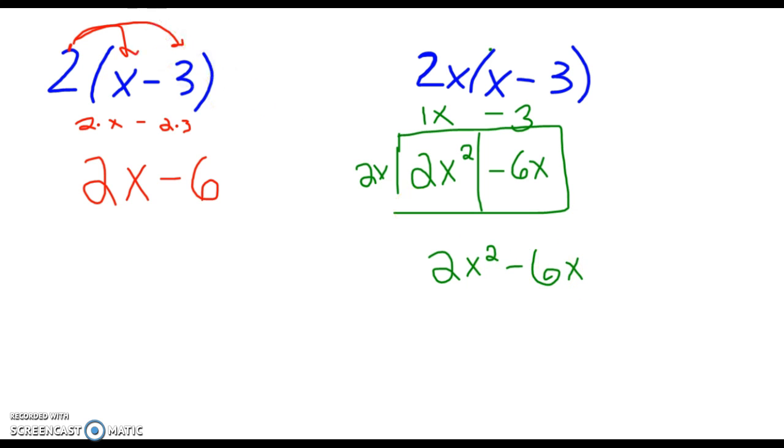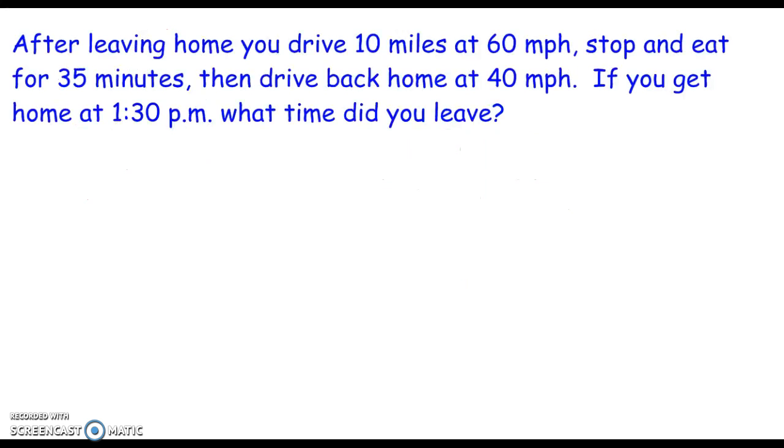All right, so taking a look at the types of problems you're going to see today, we're going to be working with this, but in reverse. And we'll also have a couple of story problems. So here's your first one. After leaving home, you drive about 10 miles at 60 miles per hour. You stop and eat for 35 minutes and drive back home for 40 miles per hour. If you get home at 1:30 p.m., what time did you leave?